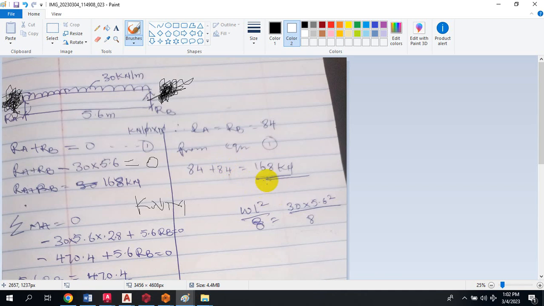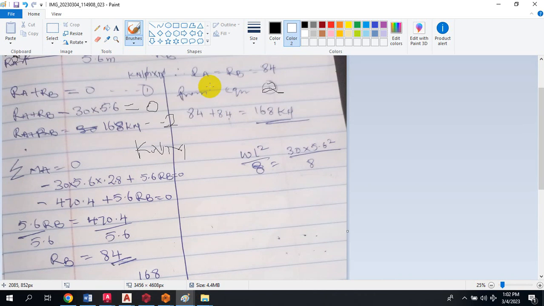So from equation 2, if we substitute the value of RA plus RB from equation 1, our RA we know is 84, our RB we also know is 84, so RA plus RB is equals to 168. This is indirectly telling us that from our equation 2, when you sum RA and RB, it brings us back to this point. So we are just confirming that our RA plus RB is equals to 168.